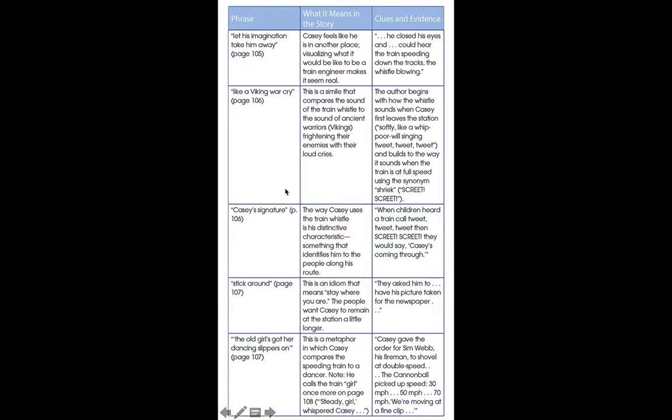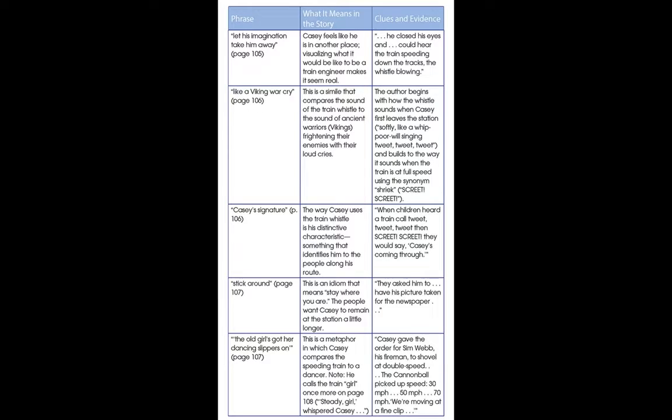Let's move on to our next phrase, "Casey's signature." That would have been on page 106 as well. So if we look at what it means in the story, the way Casey uses the train whistle is his distinctive characteristic, something that identifies him to people along the route. So they say that it's his signature. So you might know of a basketball player or a football player that has a signature move after they make a touchdown. It's theirs.